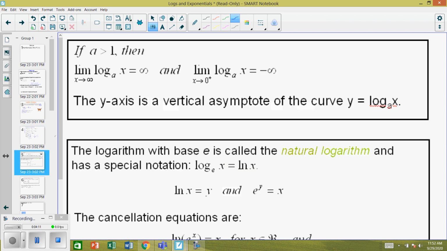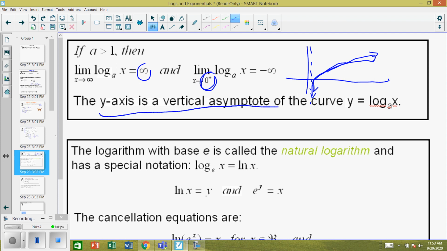Here are some other log properties to keep in mind. If a is greater than 1 in your base, then the limit as we go to infinity for log is infinity, and the limit as we go to 0 from the right is negative infinity. All that is just reminding you of end behavior for a log. If you remember, there is a vertical asymptote at 0 for log, and there's nothing to the left of that. That's why it's specifying 0 from the right. So as I'm coming in from the right, it's going to negative infinity, and as I go off to the right, it goes to positive infinity. And it specified again that the y-axis is a vertical asymptote for this term.